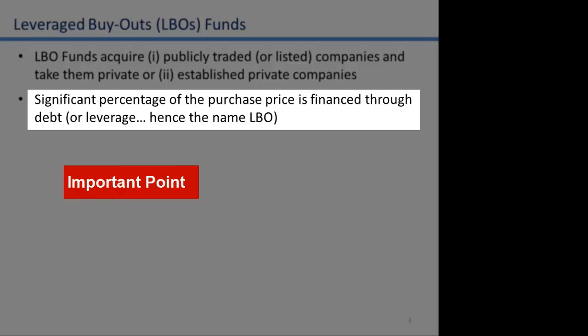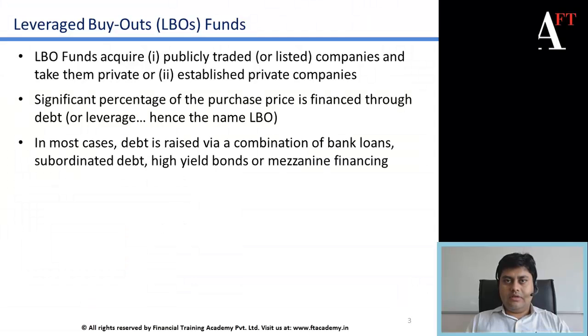In most cases, this debt funding is raised via a combination of bank loans, that is the normal term loans from banks, which are secured or collateralized against the assets. The second source of funding is subordinated debt, and then high yield bonds or mezzanine financing. Now, each of these categories of debt has a different level of security against the assets of the target company.